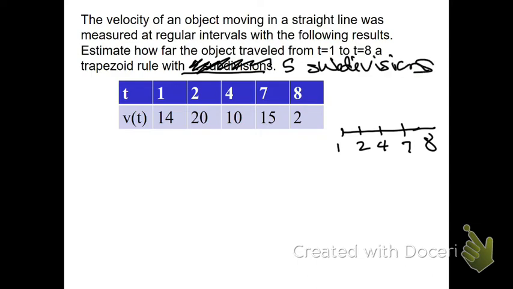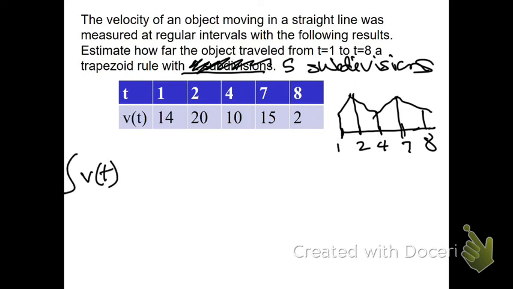Okay, so if I were to graph it, my trapezoid, this would be up 14. This would be up 20. This would be up 10. This would be up 15. And at 8, we'd go up 2. Those are my trapezoids that I'm finding the area of, okay? If I wanted to graph it, which you don't have to.